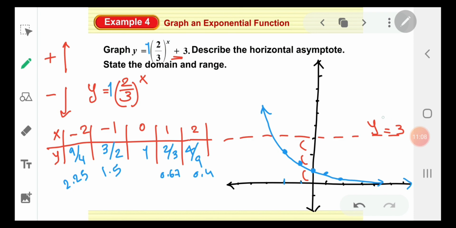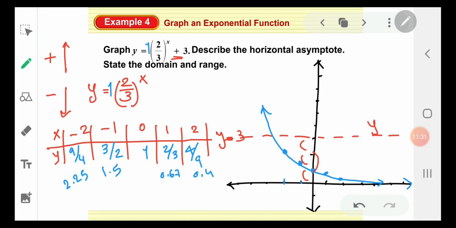And this is actually part of the question. It's asking you to describe the horizontal asymptote. It has an equation. Describe means find its equation, and plot it in your graph. y equals 3. This is my new asymptote. Okay, now I will shift everything 3 units up.